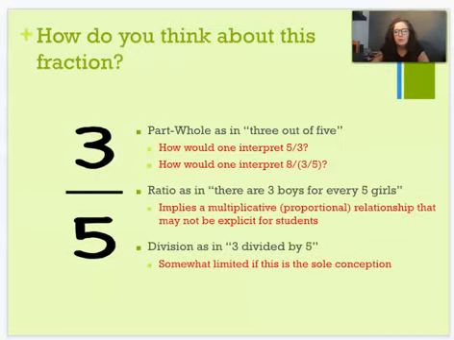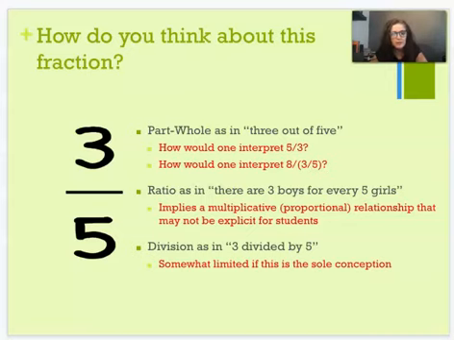So how do you think about this fraction? We have students think about things differently. For example, one of the ways to think about it is with the part-whole relationship, as in 3 out of 5. The limitation to that model is, how do you interpret 5 to 3? Or how do you interpret 8 to 3/5? So the part-whole model is somewhat limiting.